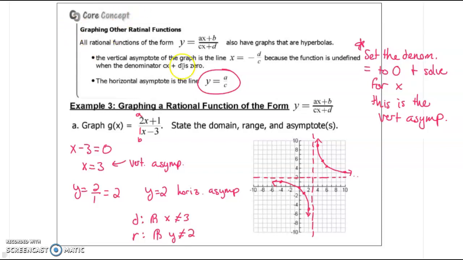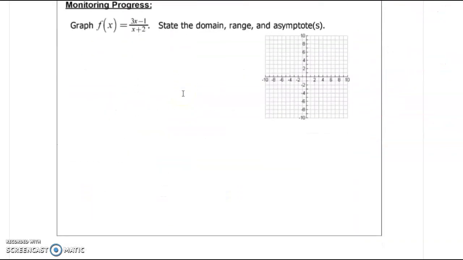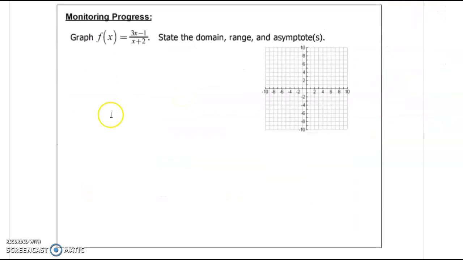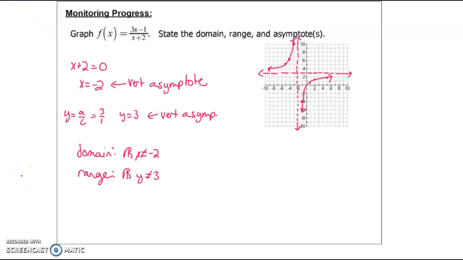Okay, so go ahead and press pause if you want to do the monitoring progress. I will have you do that, and then I will come back on and show you the correct answer. Okay, so here's the answer to this monitoring progress.